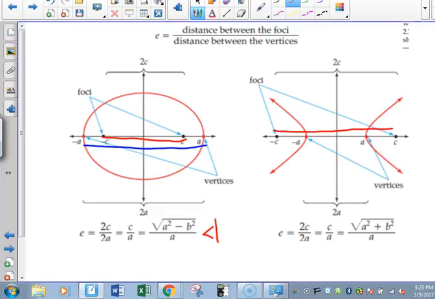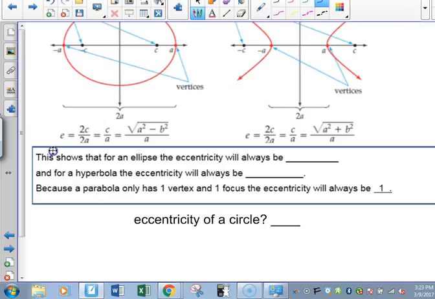Over here, the red is the distance between the foci, always, and the blue is the distance between the vertices. If I put red over blue over here, I'm going to get greater than one. Does that make sense? All right, so what you need to write down here: for an ellipse, the eccentricity will always be less than one. I don't care if you just write less than one, but it can't be negative. So I wrote 0 < e < 1, okay? For a hyperbola, e will always be greater than one. These two you must memorize. A parabola only has one vertex and one focus, so its eccentricity will be one.